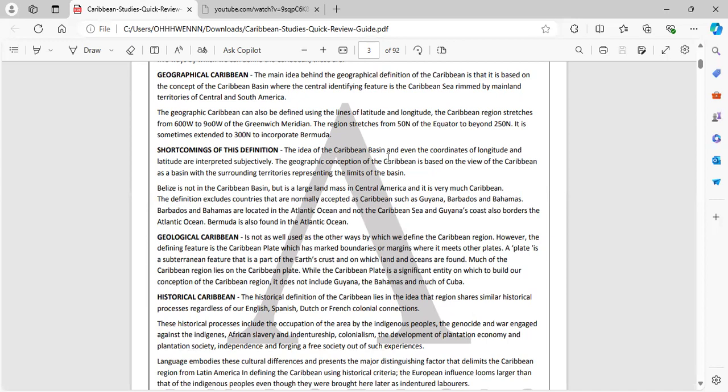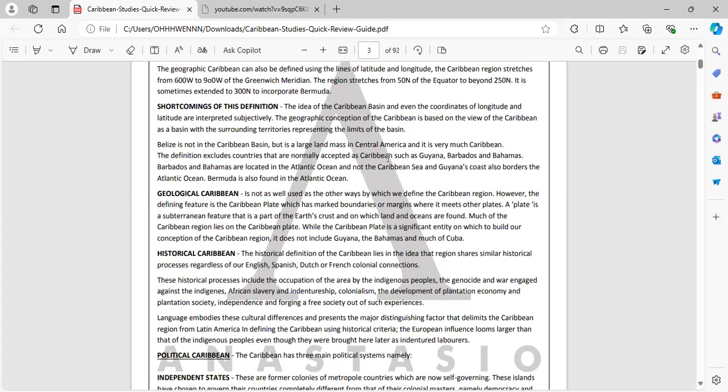Right. So the geographic Caribbean can also be defined using the lines of latitude and longitude. That's another key feature that you can include. The Caribbean region stretches from 60 west to 90 west of the Greenwich Meridian, and from 5 degrees north of the equator to beyond 25 degrees north. It is sometimes extended to 30 degrees north to incorporate Bermuda. That is just additional information which you can include in your essay to get additional marks. So that's just a plus for you guys.